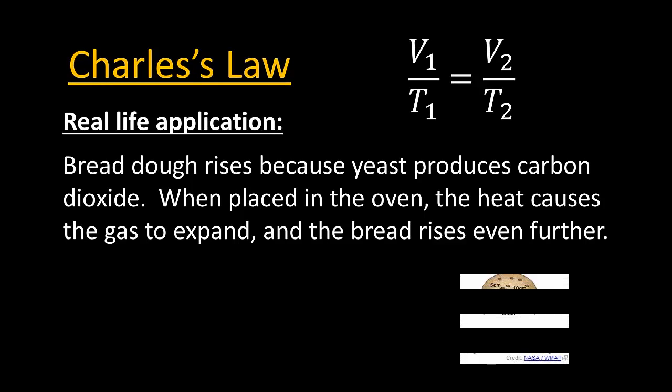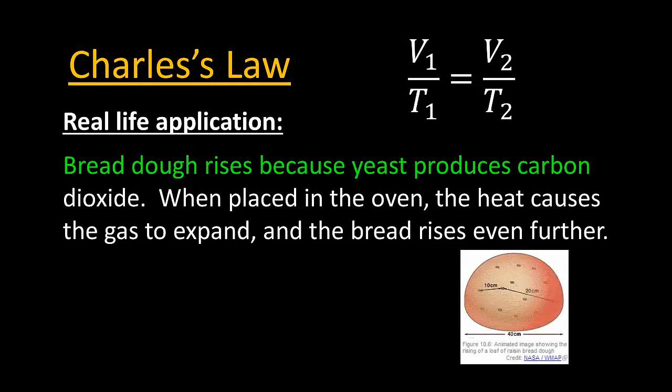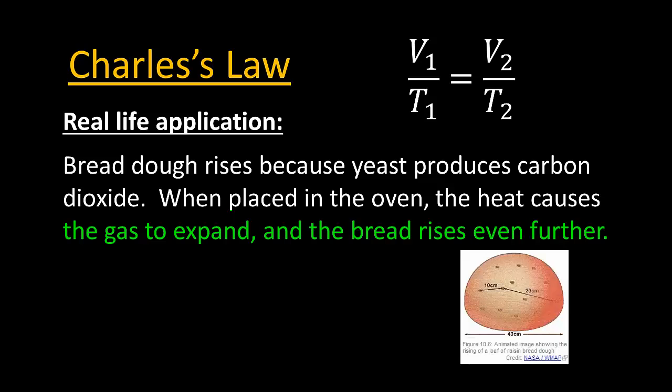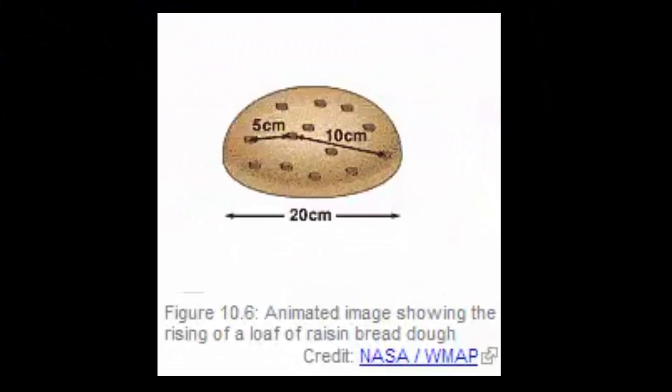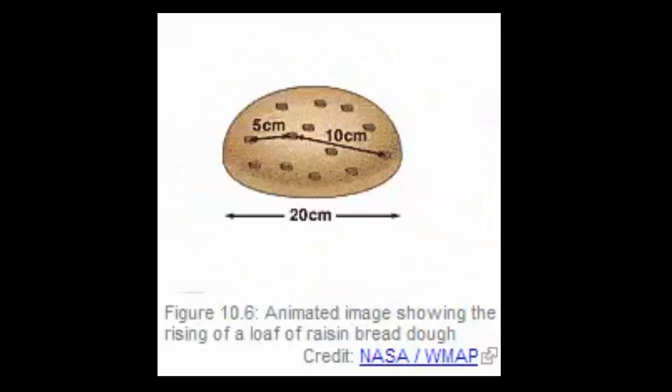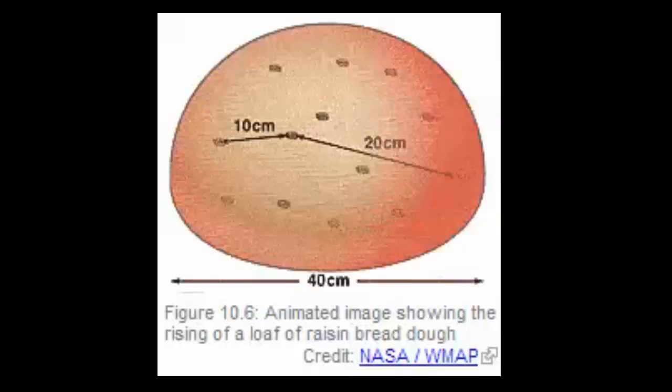A real-life application of this is when bread dough rises because yeast produces carbon dioxide. When placed in the oven, the heat causes the gas to expand, and the bread rises even further. So an increase in temperature, when it's put in the oven, causes an increase in volume, which means the bread gets bigger.